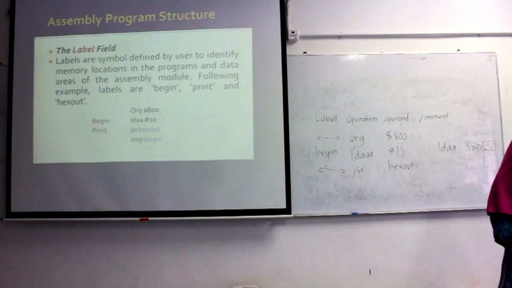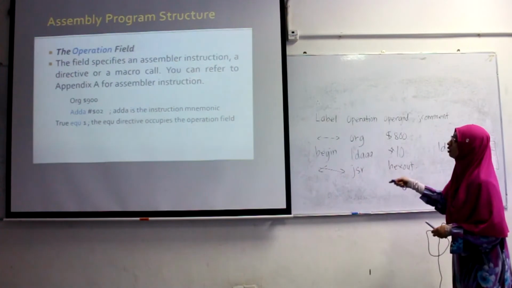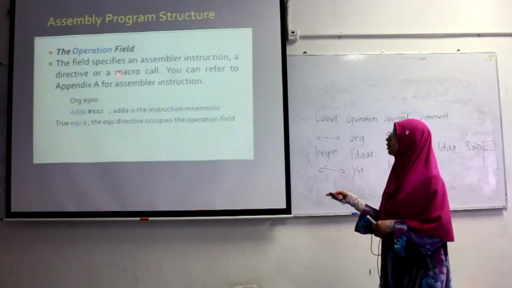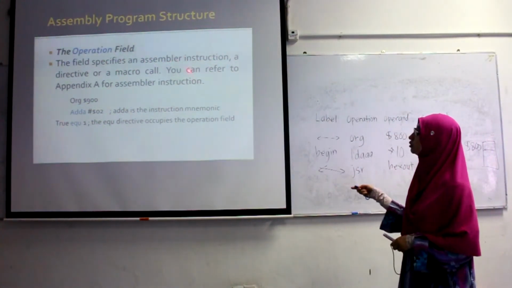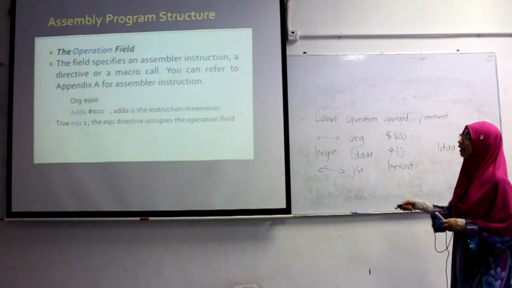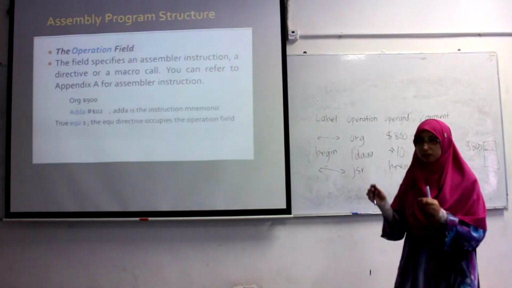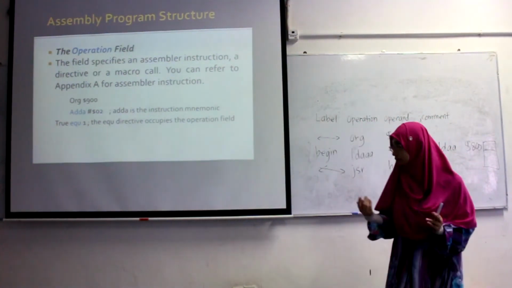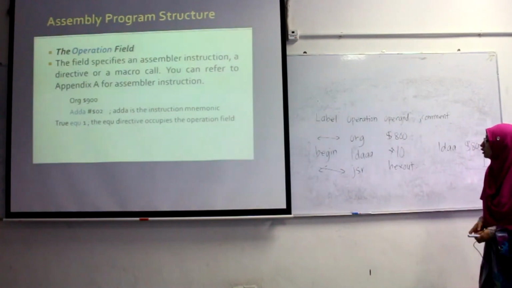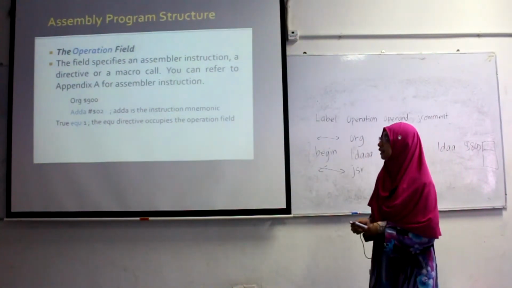Next we have the operation field. The operation field specifies an assembler instruction. For every instruction you can look at appendix A. We have, I think, more than 1,000 instructions, so just refer to appendix A.